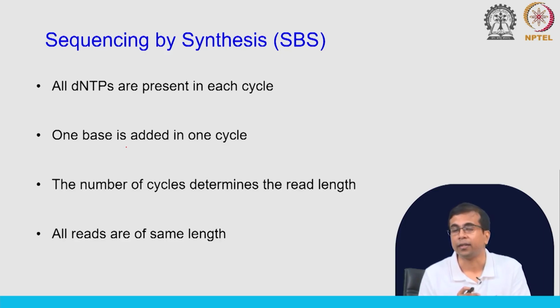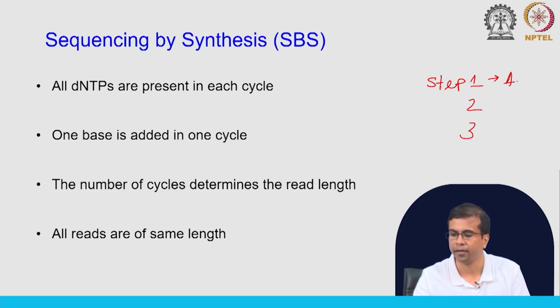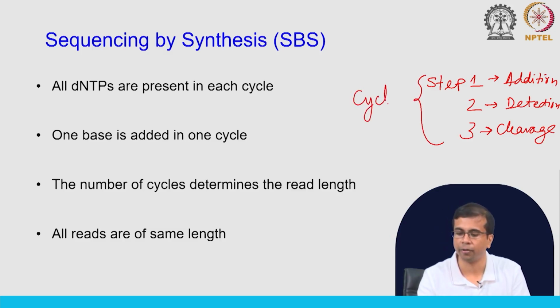What it also means is that the number of cycles will determine the read length. So, you are controlling the number of cycles of this base addition, signal detection and cleavage. We have talked about these 3 steps, step 1, 2, 3. Here is the base addition, we have detection, and then you have the cleavage. So, you have these 3 steps in one cycle. This constitutes a cycle. So, you have these 3 steps, addition, detection, cleavage.